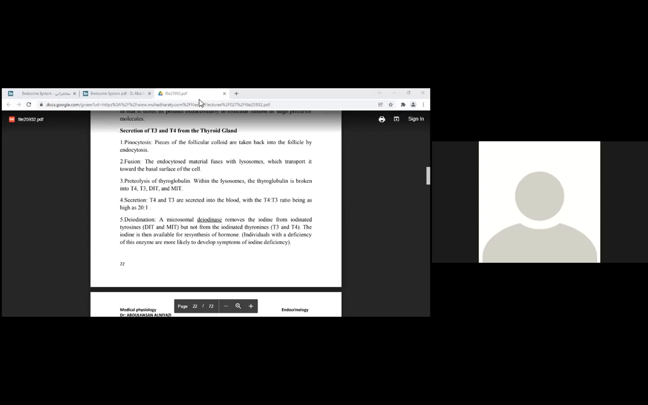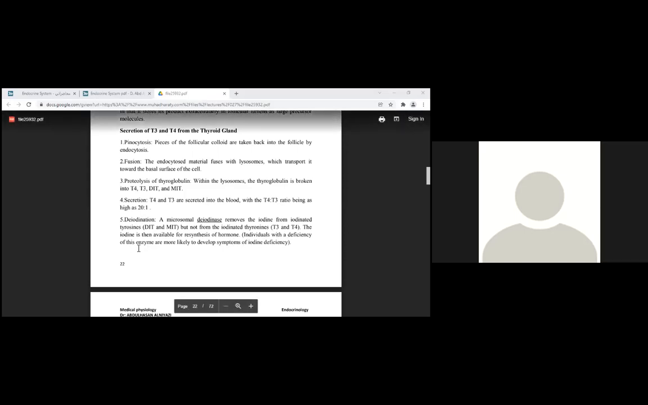Deiodination, microsomal deiodinase. Remove the iodine from the iodinated tyrosine, but not from the iodinated tyrosine, meaning T4 and T3. The iodine is then available for resynthesis of another hormone.